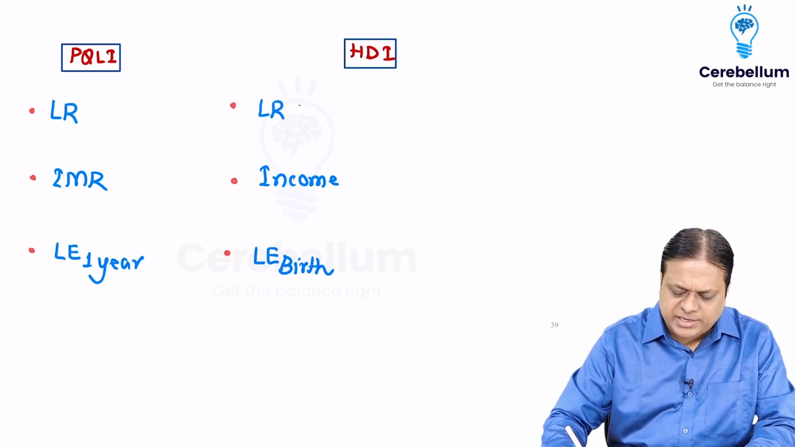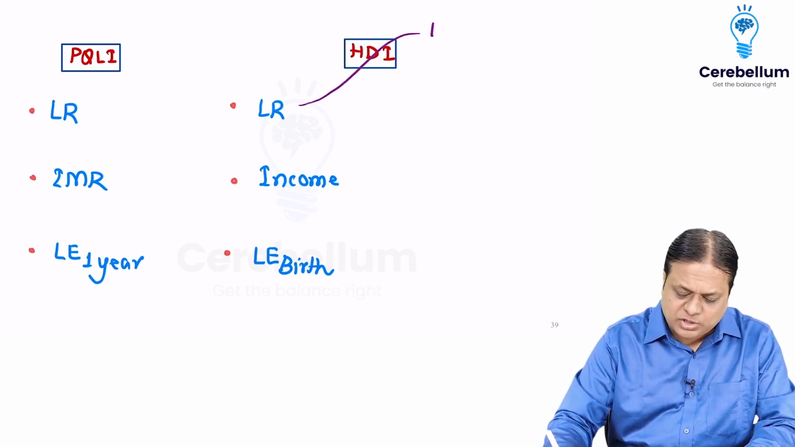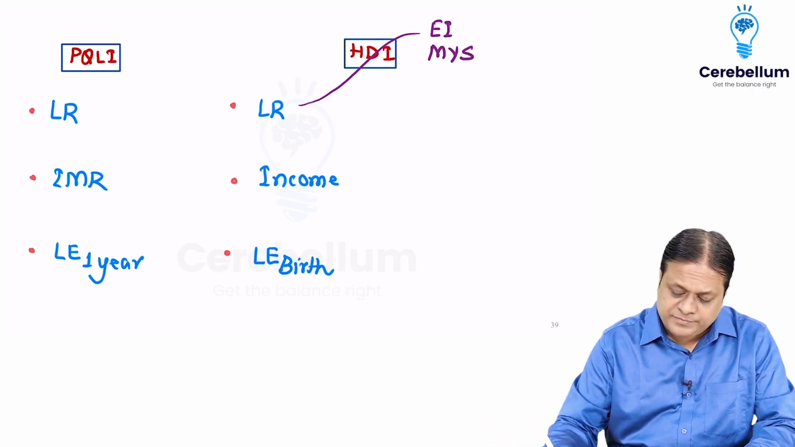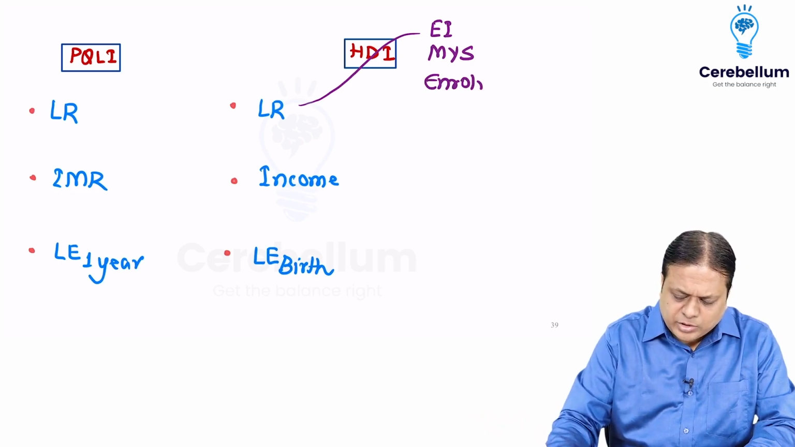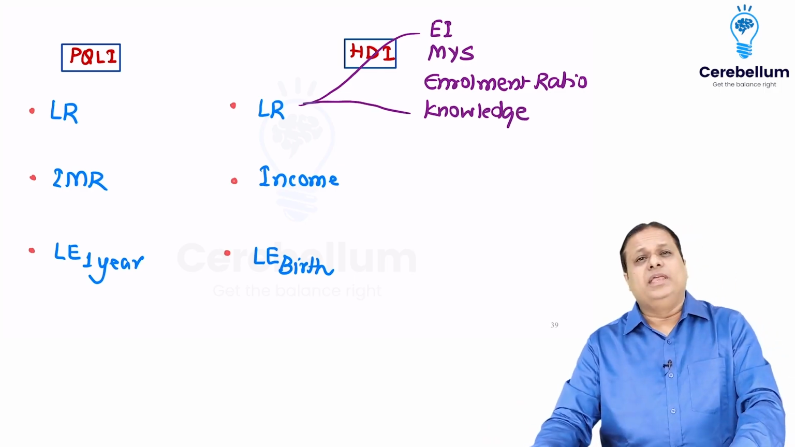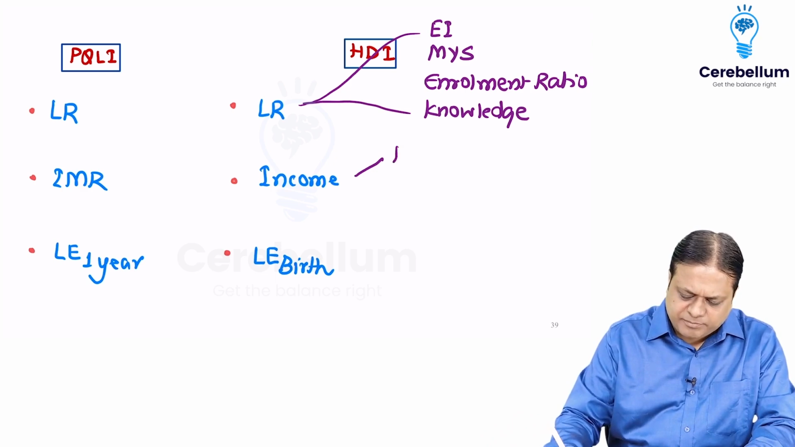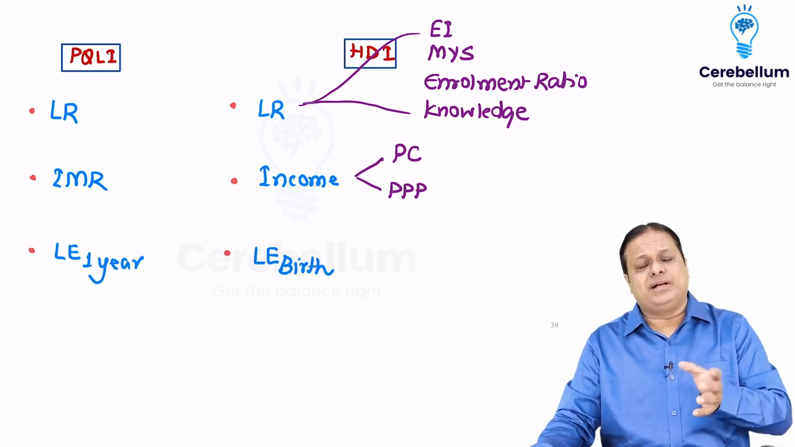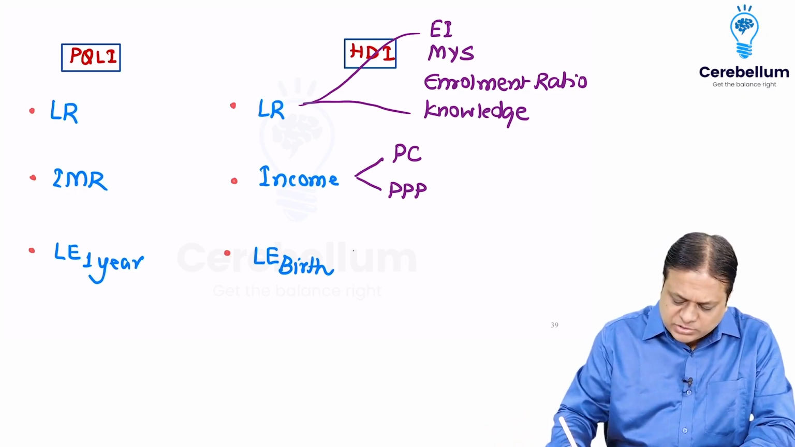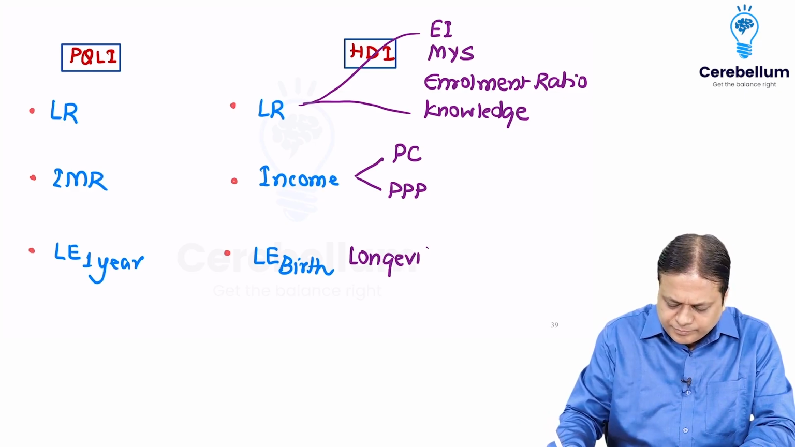Now, please remember, literacy rate is known by several synonyms: education index, mean years of schooling, enrollment ratio, or knowledge. All are the same. Similarly, please remember, income is measured either as per capita or US dollar purchasing power parity, a comparison of income currency between two countries. Life expectancy is also known as longevity.